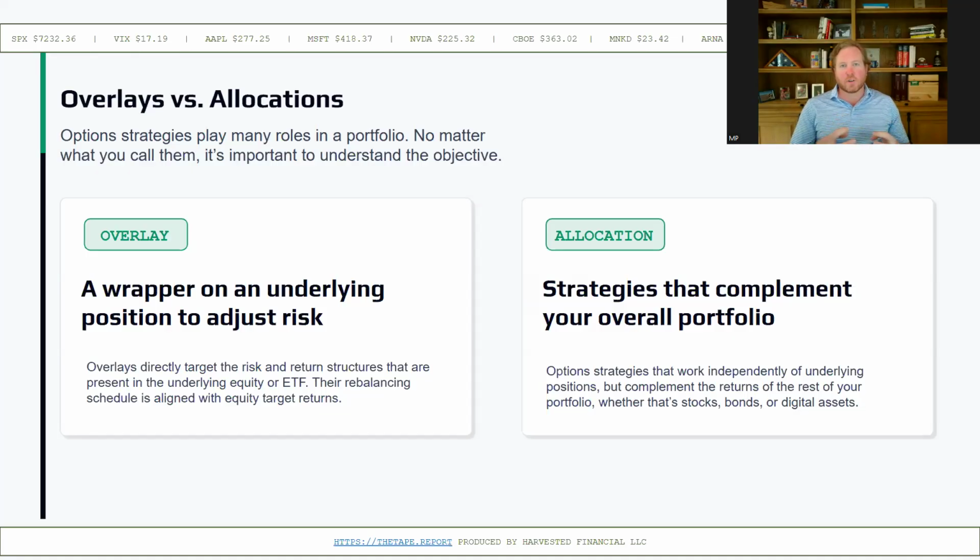They're more designed to work as an independent strategy that is to some degree correlated or uncorrelated to the whole portfolio. Whereas overlays are very much wrappers. They're using options to alter that risk profile, that return structure, or that income structure from an underlying position.